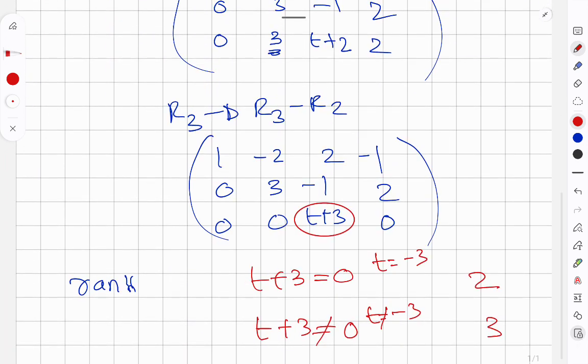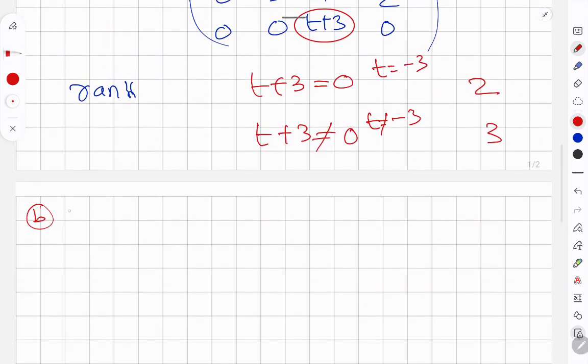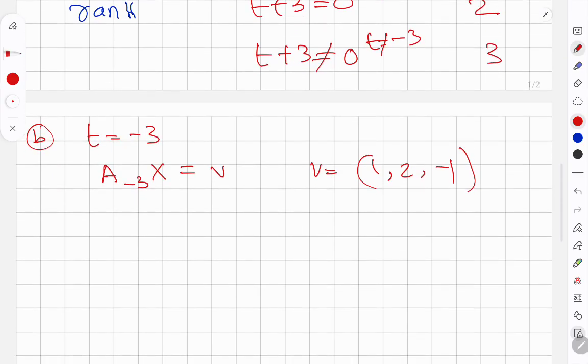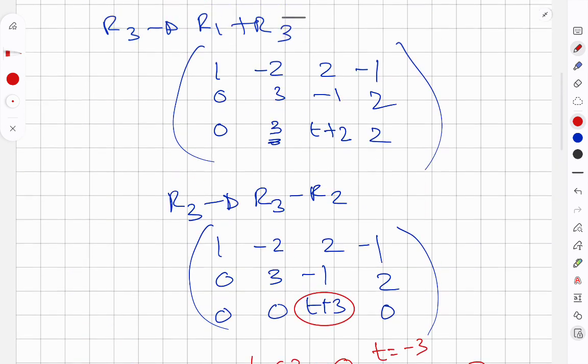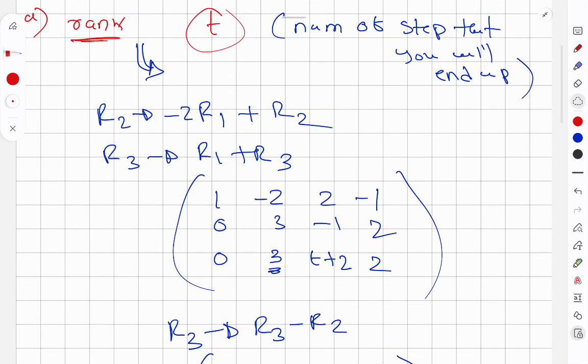Next question. It's the second part. Consider t equals negative 3 and find the solution of A(-3)x equals v, where v is 1, 2, -1. So indirectly the question is asking to solve a non-homogeneous equation. So I can just copy this part.